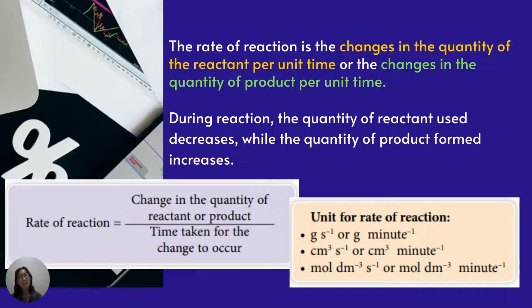There are units for measuring rate of reaction. If involving mass, we use the unit gram per second or gram per minute. If involving volume, we use units such as centimeter cube per second or centimeter cube per minute. Whereas if involving concentration, we use mole per decimeter cube per second or mole per decimeter cube per minute for measurement.